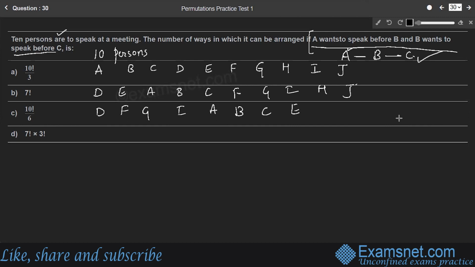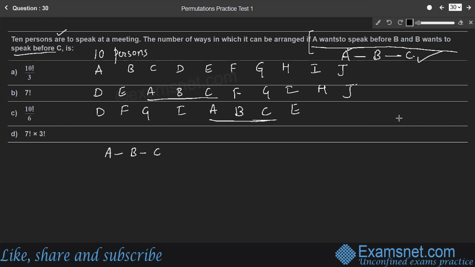So the condition is the order of A, B, C should be like this, right? A wants to speak before B and B wants to speak before C. In how many ways can this arrangement be done? For that, we'll consider the A, B, C arrangement. A wants to speak before B and B wants to speak before C.